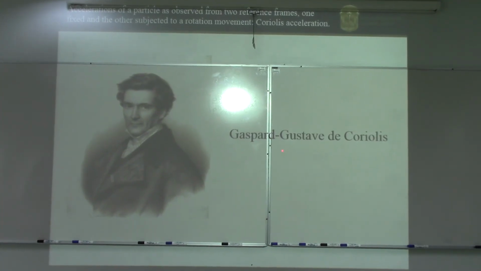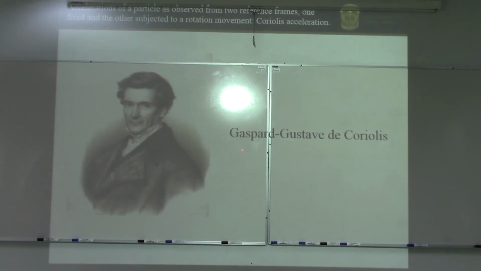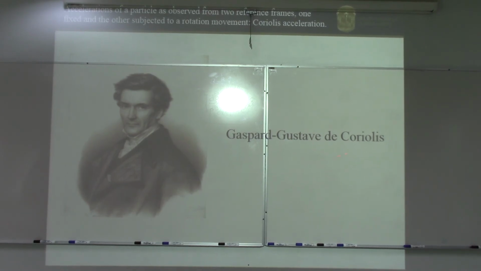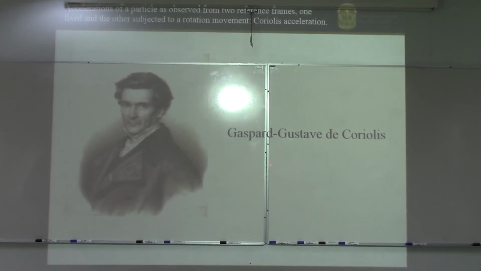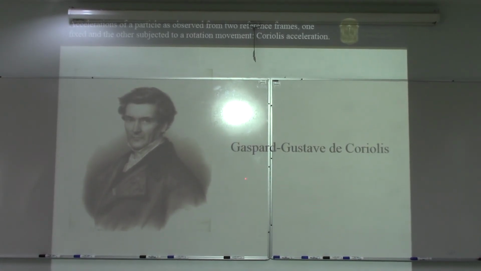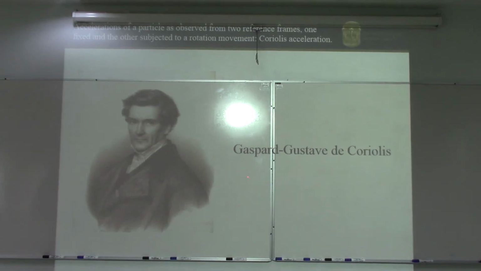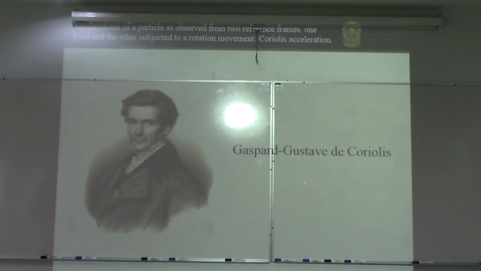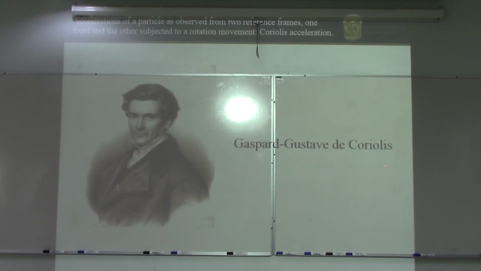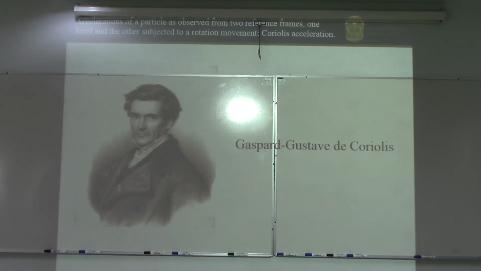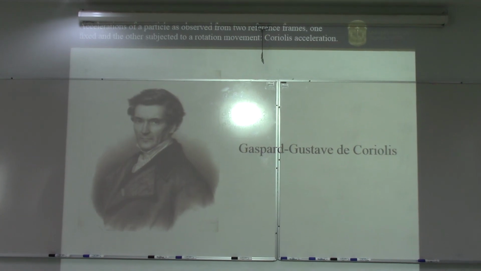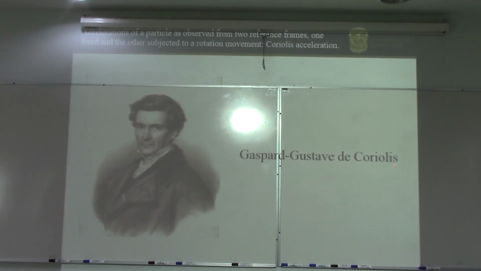Finally, I have to give some biographical information about Gaspard Gustave de Coriolis. Coriolis was a French mathematician and engineer that lived during the period of the Napoleonic Wars and also the Second French Empire. He was a professor at the École Polytechnique, and he produced significant results. And the most important result that he obtained is precisely what relates to the Coriolis acceleration.